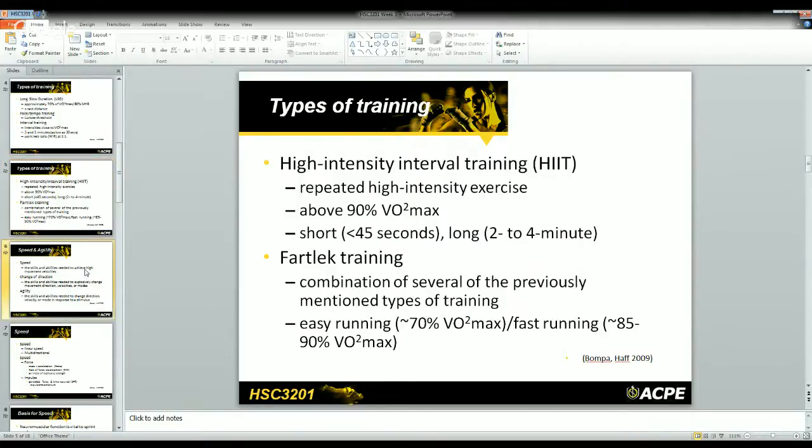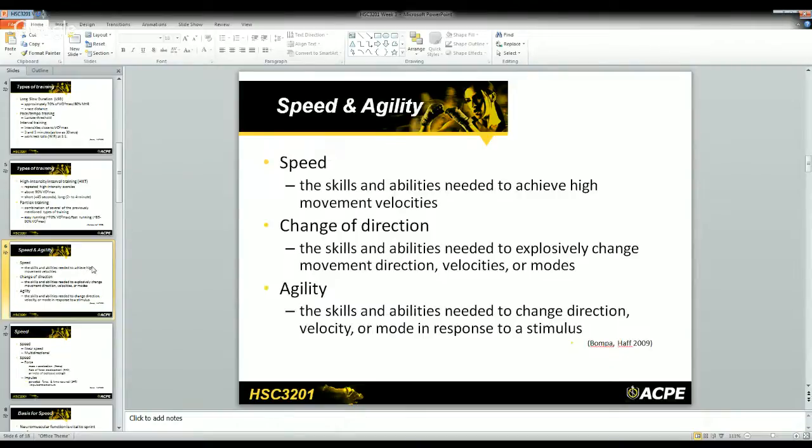Then we move into our other one, speed and agility. Now, speed is movement velocity in a straight line, whereas then we move into change of direction, and agility is about changing directions without losing speed. Anyone can change directions, but to maintain the speed.